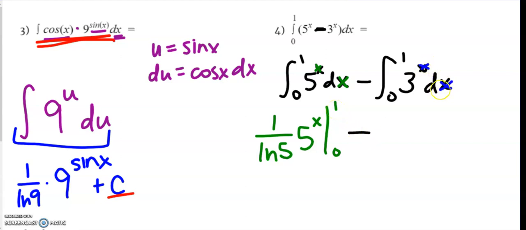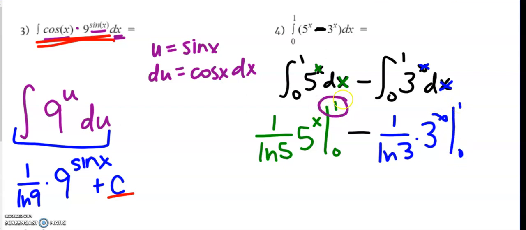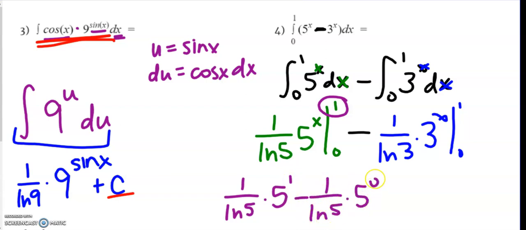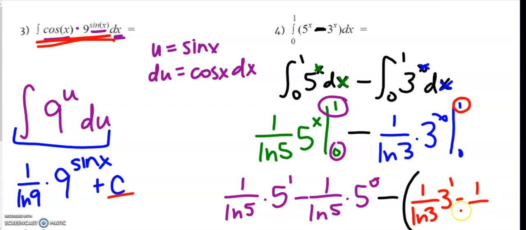Next one, x matches x. So this one will be 1 over the natural log of 3 times 3 to the x, evaluating between 0 and 1. Fundamental theorem says I plug in the top bound first. So I'm going to have 1 over the natural log of 5 times 5 to the first minus 1 over the natural log of 5 times 5 to the 0. Then I'm going to subtract, carefully with parentheses, 1 over the natural log of 3 times 3 to the first minus 1 over ln of 3 times 3 to the 0.